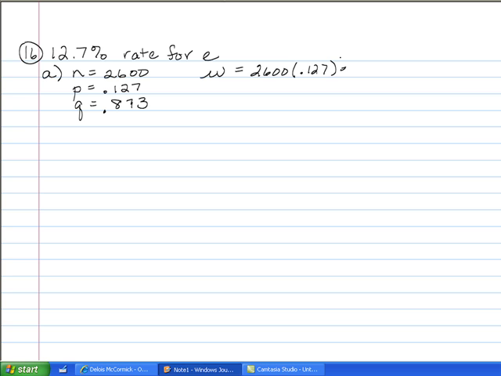For the standard deviation, we're going to multiply 2600 times 0.127 times 0.873 and take the square root. So the square root of 2600 times 0.127 times 0.873 is 16.97, so that would round to 17.0.